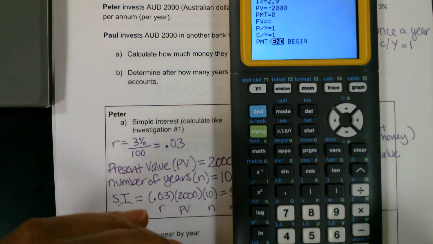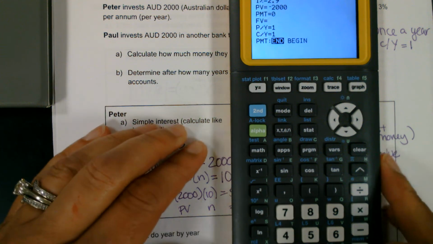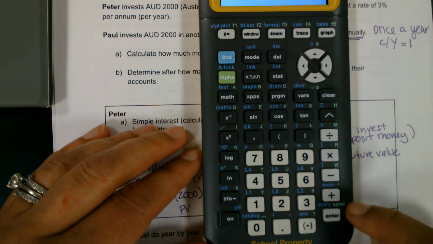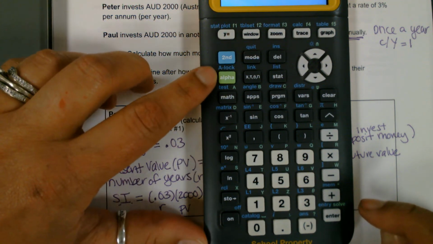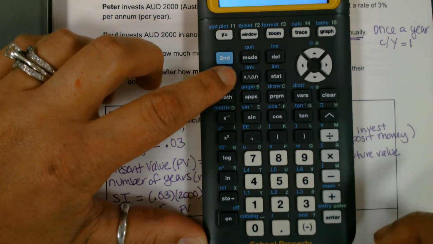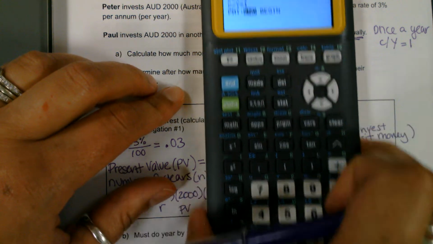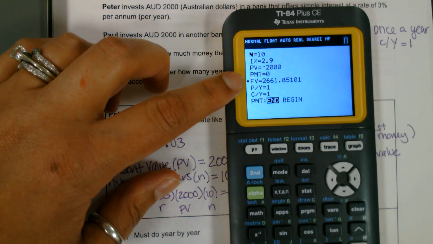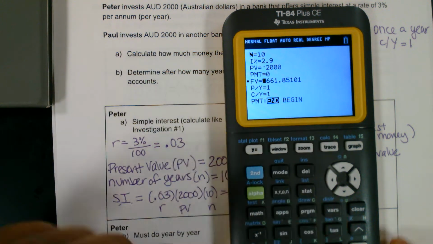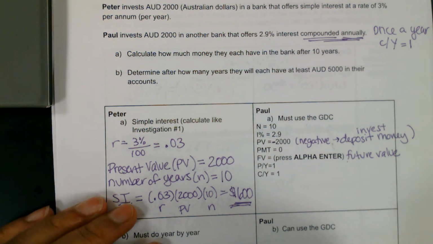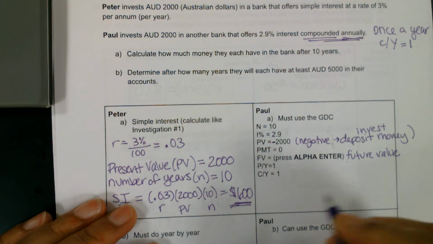And in order to solve this, we have to press the solve because this is a problem we want the calculator to solve. So this is in green. So what I need everybody to do is first press the green button to get to this green solve. So we're going to press alpha and then we're going to press enter. And here is our future value, $2,661.85. Oh, did we do future value? We did future value. Yep.